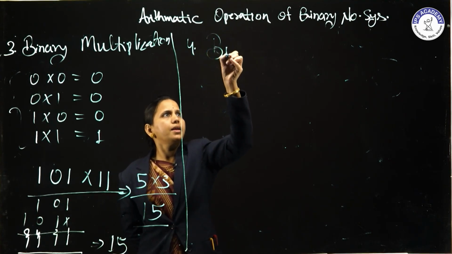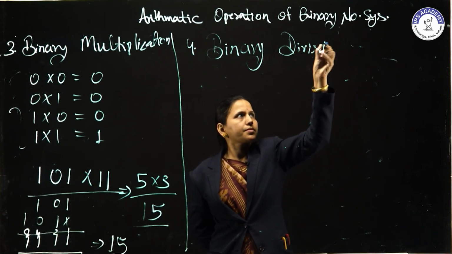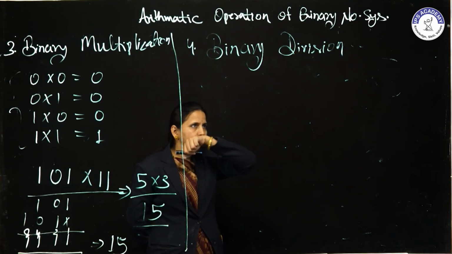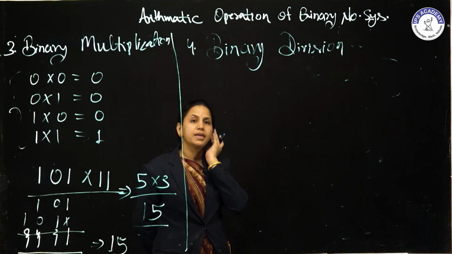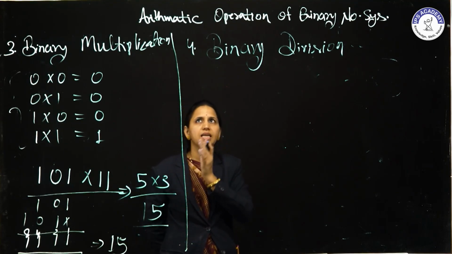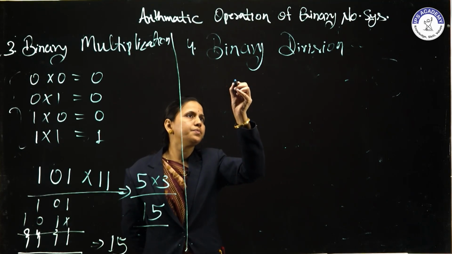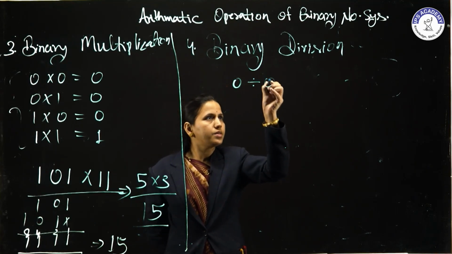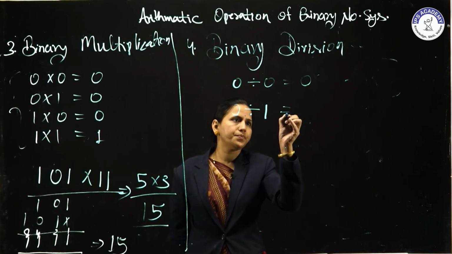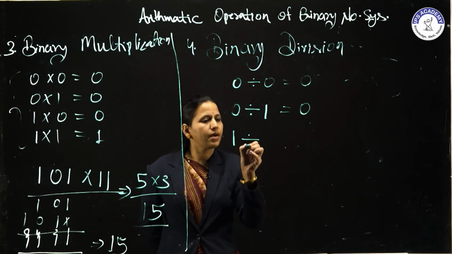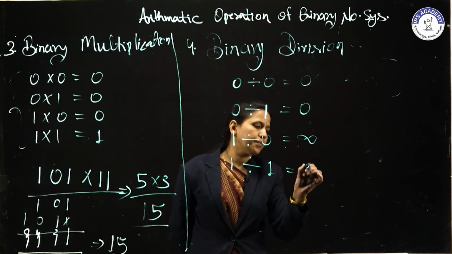Next is binary division. All the arithmetic operations of the binary number system are the same as the decimal number system concept. 0 divided by 0 is 0. 0 divided by 1 is also 0. 1 divided by 0, as we know, will be infinity, and 1 divided by 1 will be 1.